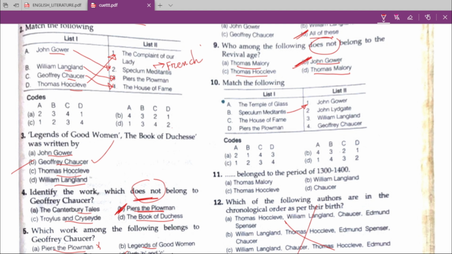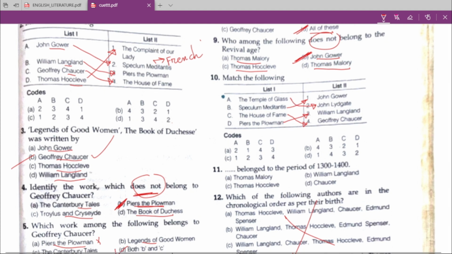Whereas The House of Fame is written by Geoffrey Chaucer, and Piers the Plowman is written by William Langland, John Lydgate has written Temple of Glass. The Temple of Glass was written by John Lydgate.